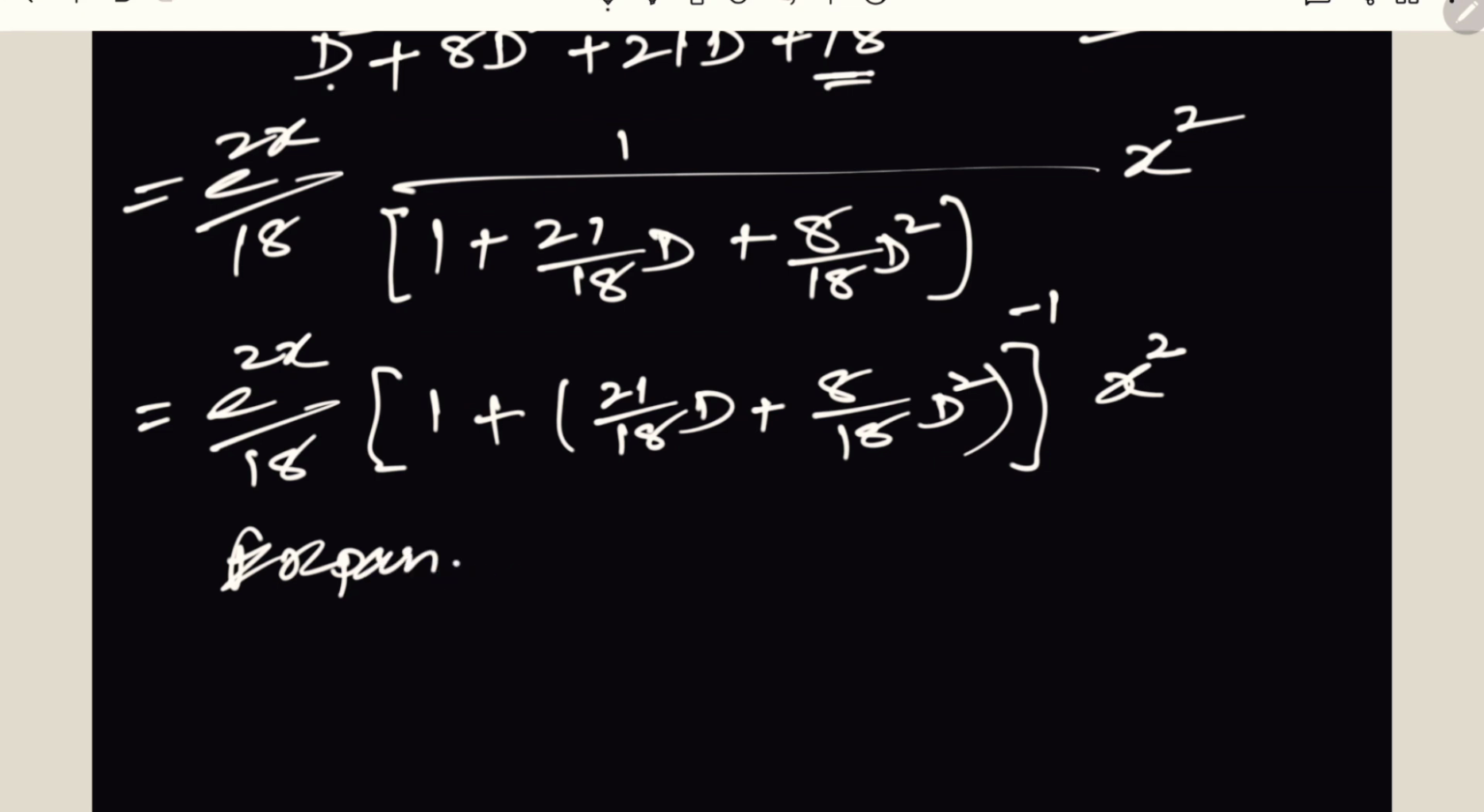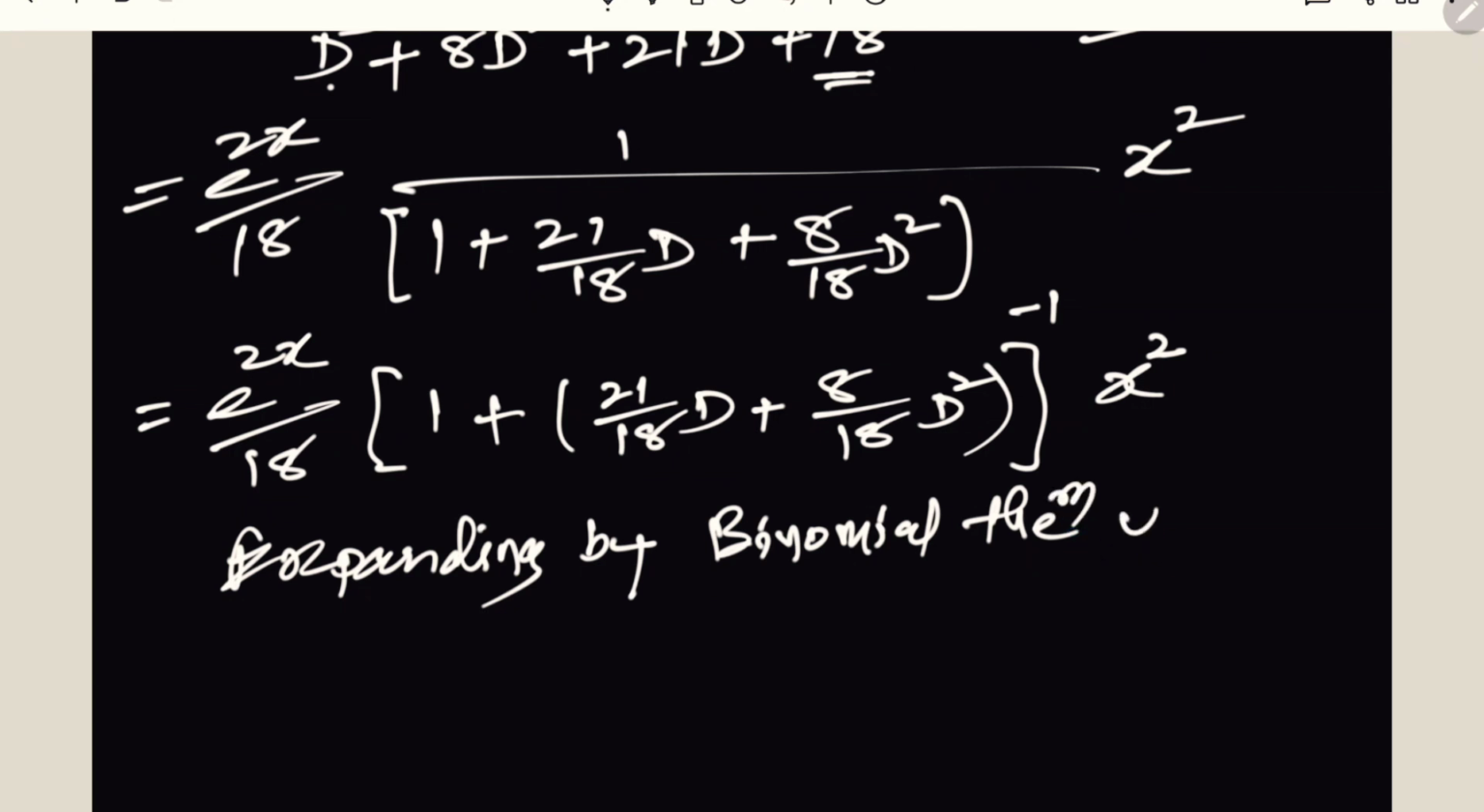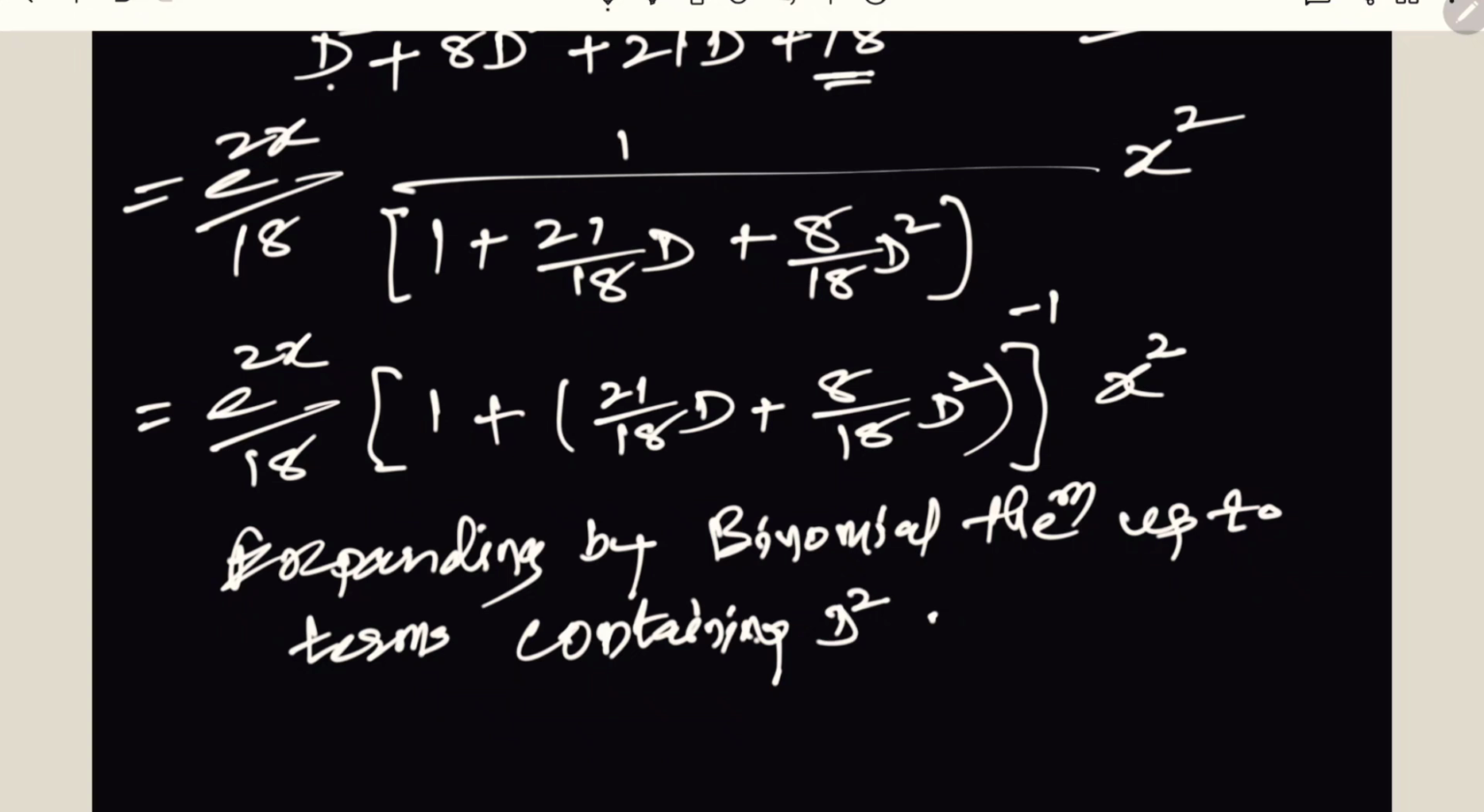Expanding by binomial theorem, up to terms containing d square only, means we have to neglect d cube, d raised to 4 and higher order terms, as all the derivatives of x square become 0 for d cube and higher order.